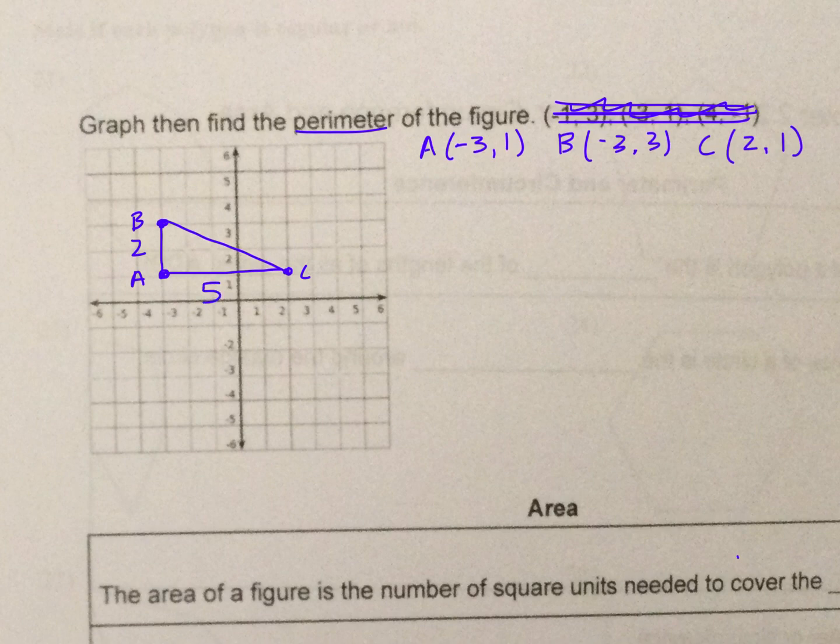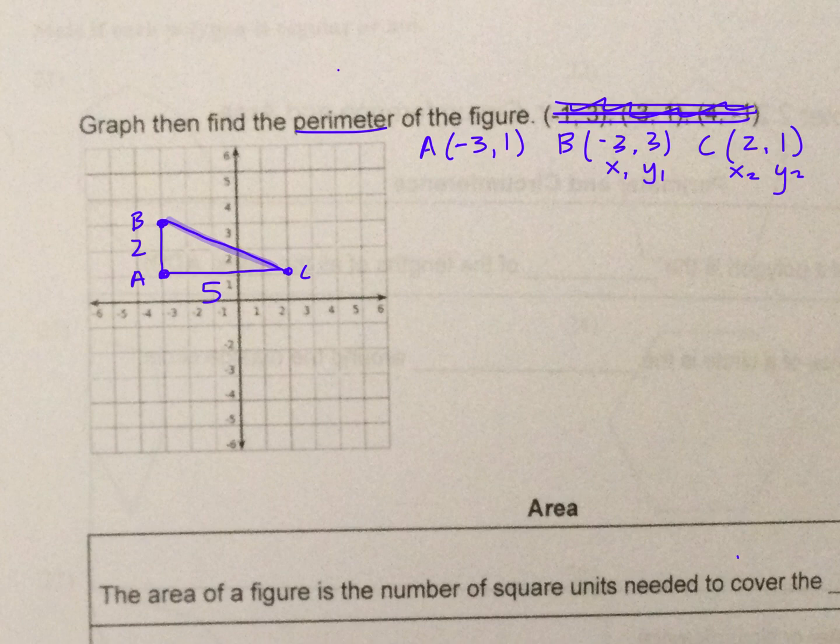I need to figure out B to C, though, because it's a diagonal and I can't just count it. So if you remember our distance formula, that's what we're going to need to use. So x1, y1, x2, y2. Let me write out the distance formula for you really quickly. Okay, so here's the distance formula.